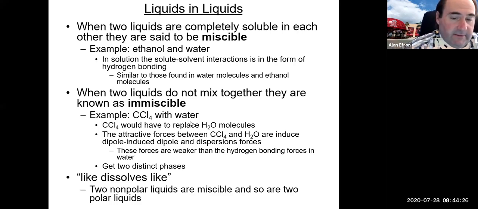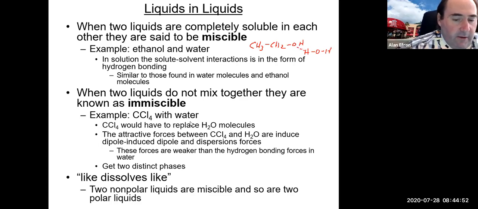So for example, something that's miscible, if we take ethanol and water, they mix really well together and it will just look like one layer. And that's because ethanol has this OH group that works really well with something like water through hydrogen bonding. It's able to interact very well with each other.